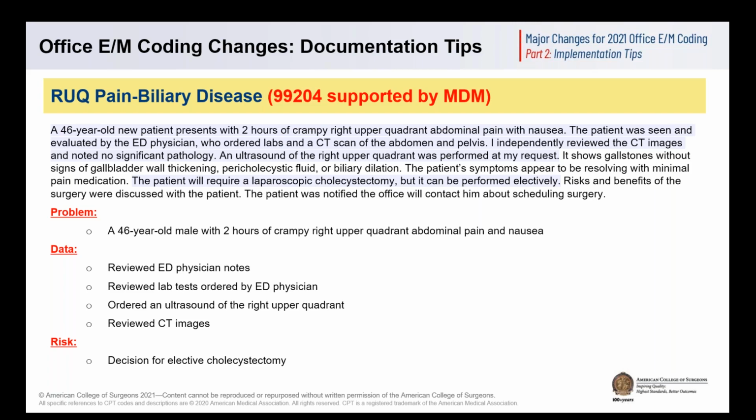So the surgeon feels that the patient's going to require a cholecystectomy, but it can be performed electively. And so the surgeon discusses with the patient the risks of the surgery and ultimately tells the patient that this will be scheduled through the office and they can expect a phone call. So again, we have a problem, 2 hours of crampy right upper quadrant abdominal pain. We have different data that's been evaluated here, and we have risk. So let's go through these. Next slide.